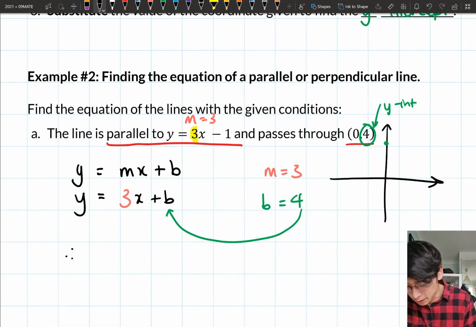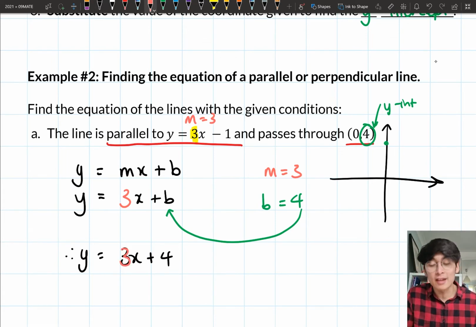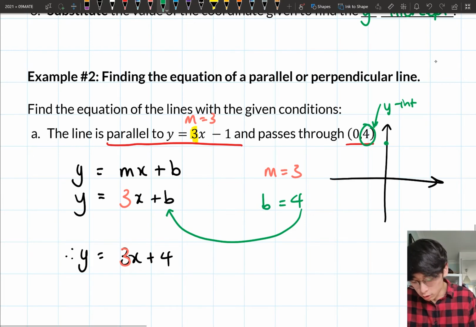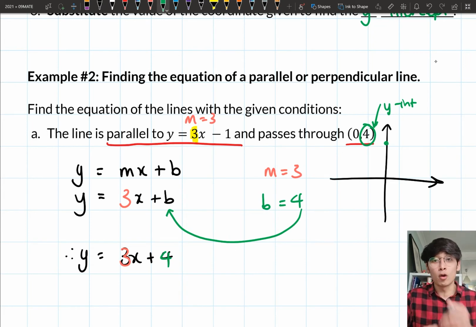So the final step is just writing it out. y is equal to 3x plus 4. The 3 came from the fact that the line had to be parallel to y is equal to 3x minus 1, so it has to have the same gradient. The 4 came from the fact that when we substitute (0, 4), any point where you have 0 and a number is on the y-axis, so automatically this becomes my y-intercept, b. So in this first example, we wrote the gradient intercept form, we found the gradient, and we found the y-intercept.